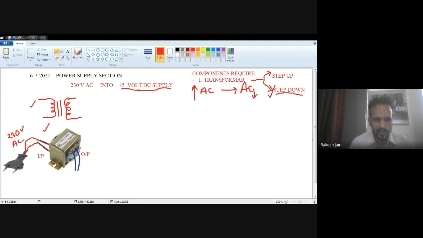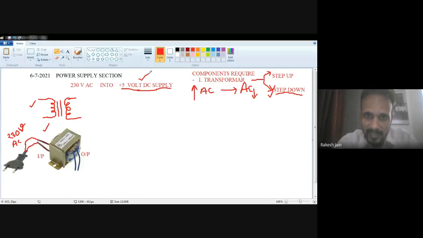When this 2-pin cable is placed in the AC socket or home socket, then 230 volt will come there, because the home AC power supply is 230 volt 50 hertz. Okay. So I require a 5 volt DC supply. Which kind of transformer should I select? I should select a transformer rated just more than this 5 volt.